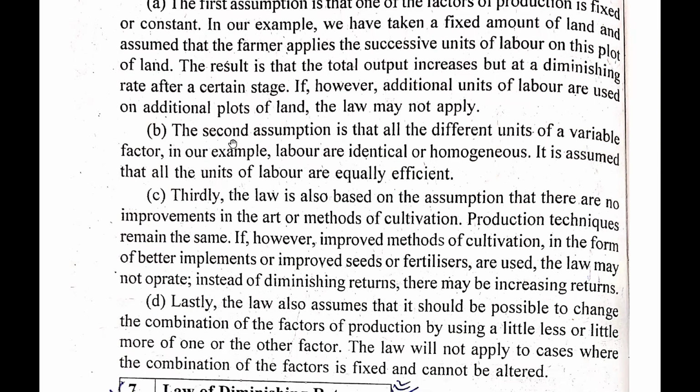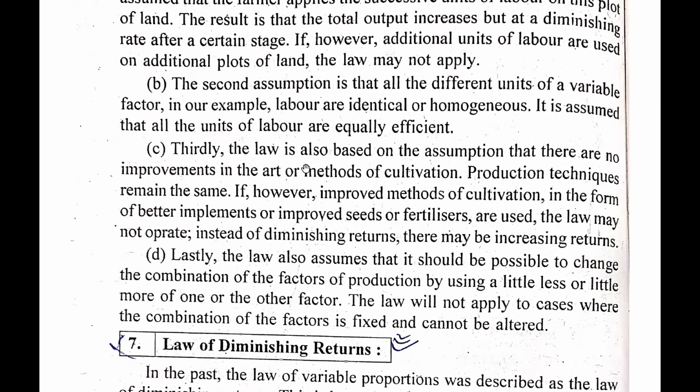Now, the second assumption is that all the different units of the variable factor, in our example labors, are identical or homogeneous. It is assumed that all the units of labor are equally efficient. And the third assumption is that the law is also based on the assumption that there are no improvements in the art or methods of cultivation. So guys, again there is a point of technology. There will not be a change in any technology. Production techniques remain the same. If, however, improved methods of cultivation, in the form of better implements or improved seeds or fertilizer, are used, the law may not operate. Instead of diminishing returns, there may be increasing returns.